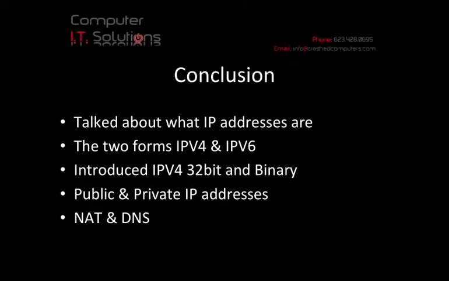So in the conclusion, we talked about what IP addresses are. We talked about the two forms, the IPv4, the IPv6. We talked about the IPv4, the 32-bit structure in binary. And then we talked about the public and the private IP addresses. We also talked about the NAT and the DNS.